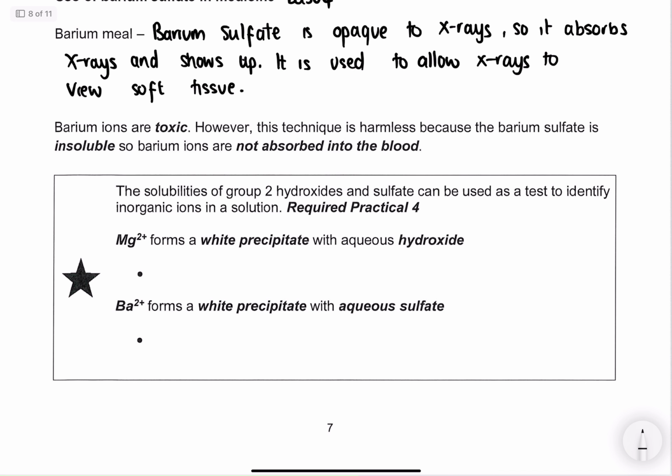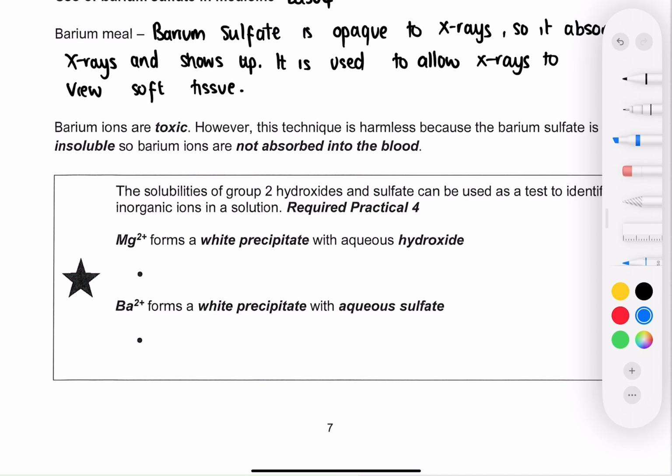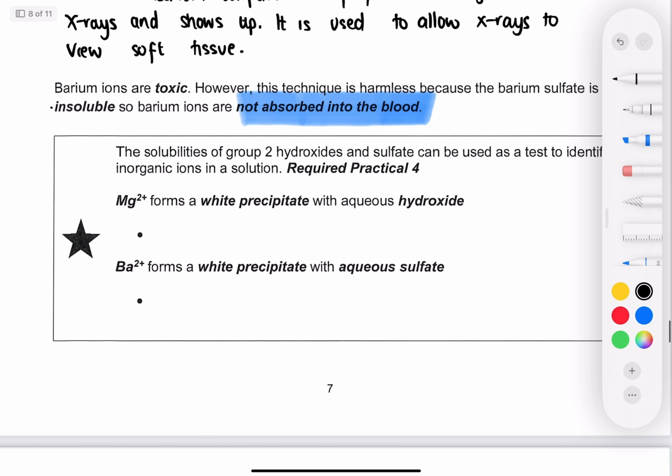Barium ions are toxic, but this technique doesn't actually hurt the patient because it's so insoluble it's not absorbed into the blood. So we'd probably want to highlight that part. It's not absorbed into the blood, it doesn't cause us any harm because it's insoluble.